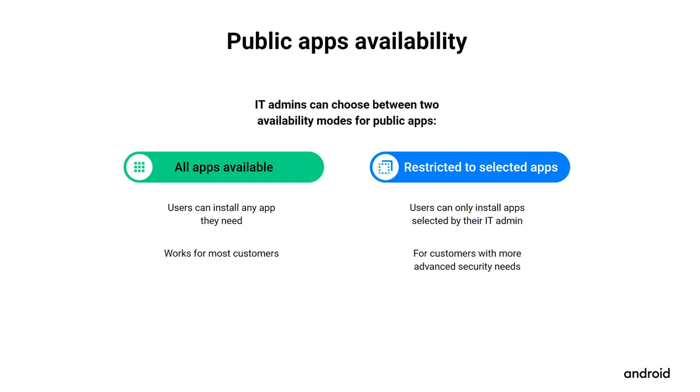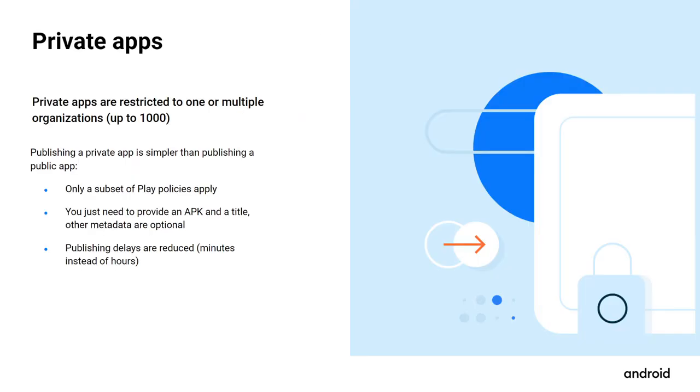The other option is to restrict availability to the apps you've selected. This is for companies with more advanced security needs, and it requires the admin to proactively approve any apps users may need. So that was for public apps. Now let's talk about private apps.